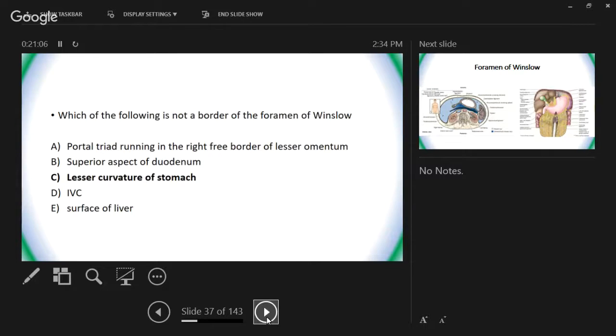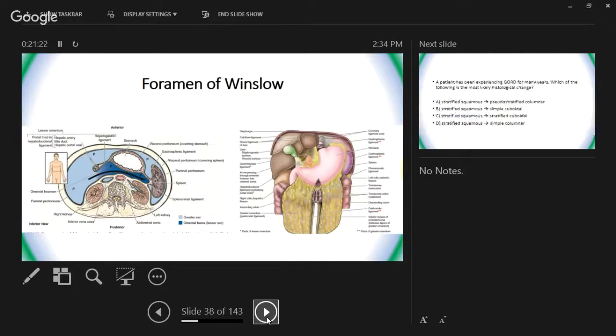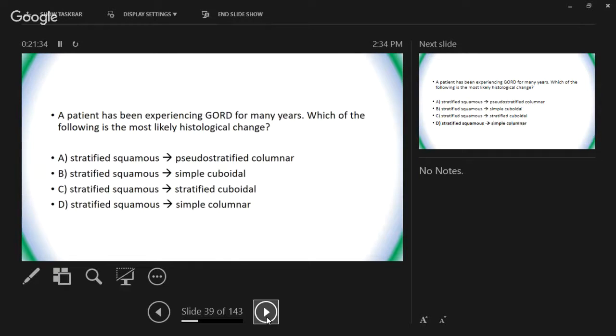So what is the front of these layers? Something you can easily test today, or first questions. So just know the four components: the portal triad, the superior aspect of the duodenum, the IVC, and the surface of the liver. That should help you visualize it and work out where it is and how it works. But I think all you need to know is just the borders of it. So, move on to this side.